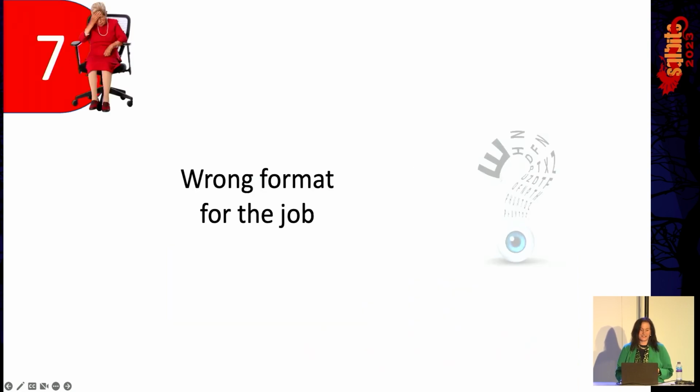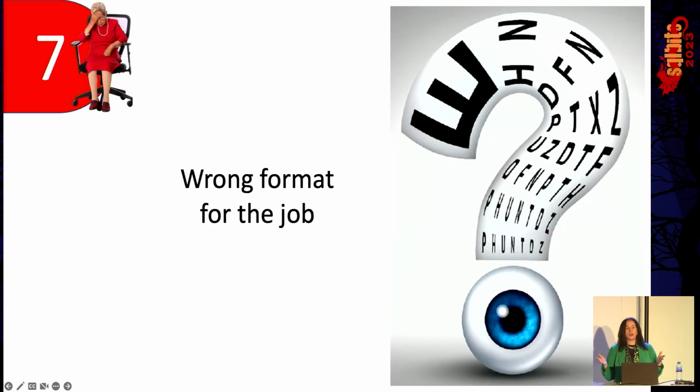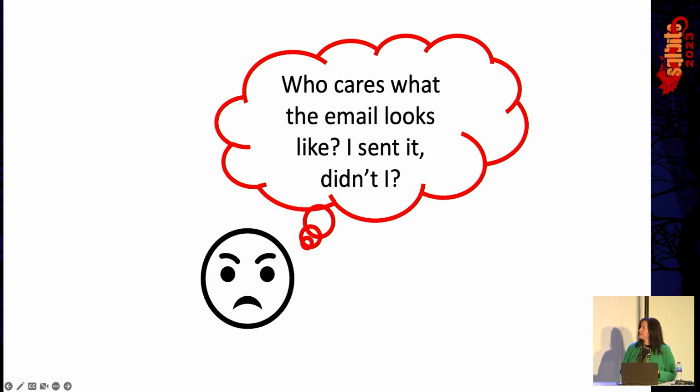Nothing left to chance. So another thing that could go wrong in our elicitation is that we have the wrong format for the job. What does that mean? Well, who cares what the email looks like? I sent it, didn't I? Wrong format. The average person reads 5,000 words a day or more. Maybe for us it's more. 2 million a year. Say we have a team of 10 people, so what's that? 20 million words a year? That's what's flowing through us and on our teams.